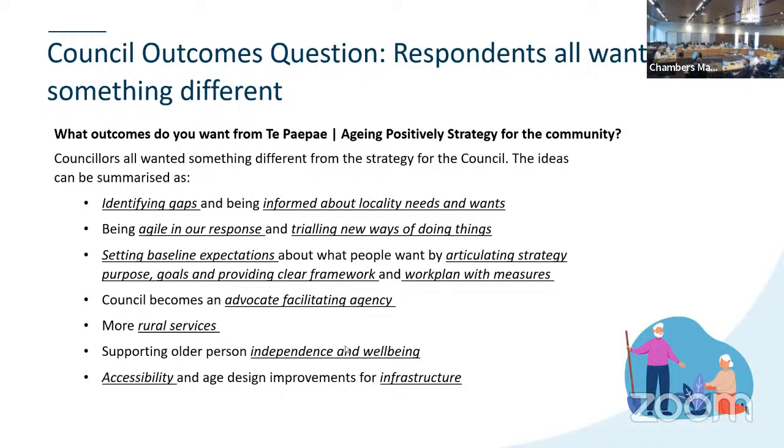Awesome. So what outcomes did you indicate for the community that you would really like to see in the strategy? Everybody wanted something different, so we've managed to summarise the ideas. You'd like us to be identifying gaps and being informed about our locality needs and wants. You would like us to be agile in response and trial new ways of doing things.